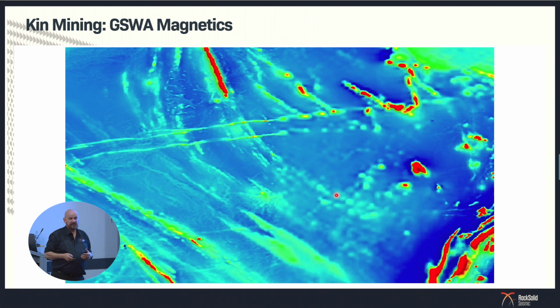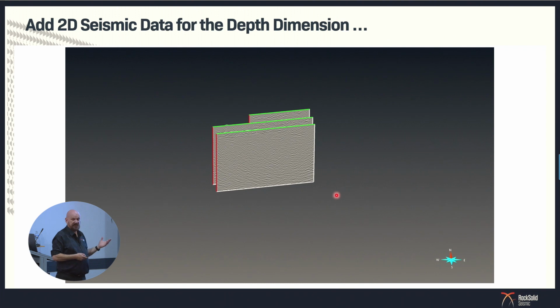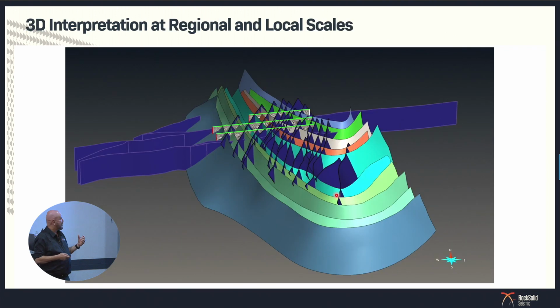This is Kin Mining. We started with the magnetics, a bit of an interpretation on the magnetics, just looking at where the faults were and where the lithologies were. We put in 3 seismic lines into it and looked at all the drilling data as well and ended up with a geological model that does that. So that becomes an exploration model that they can now test.